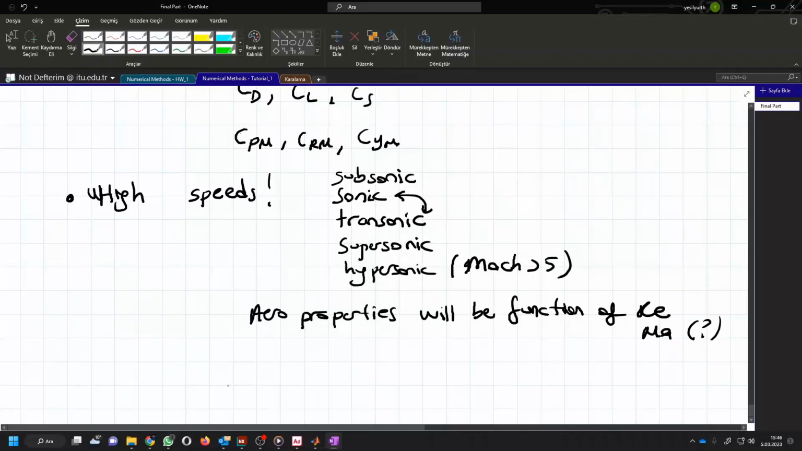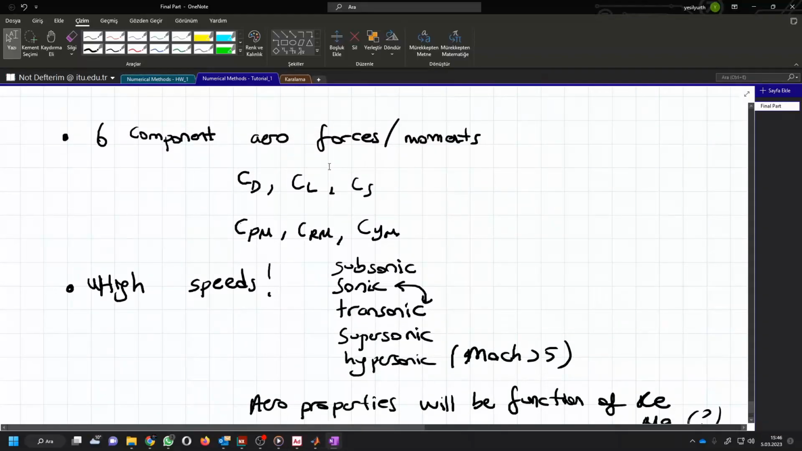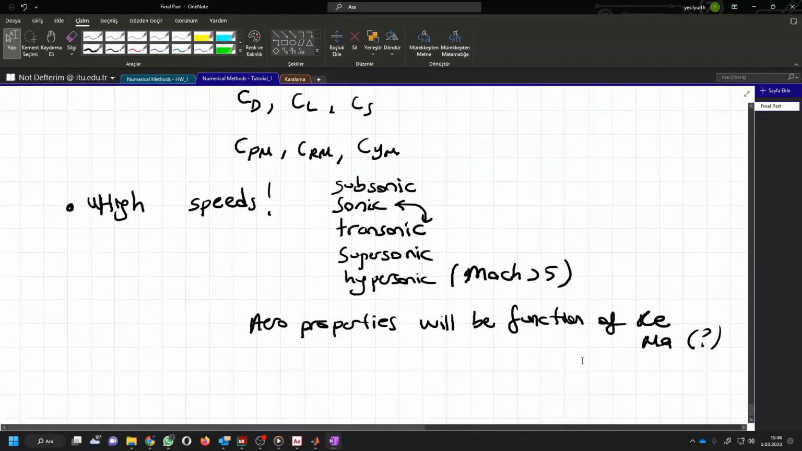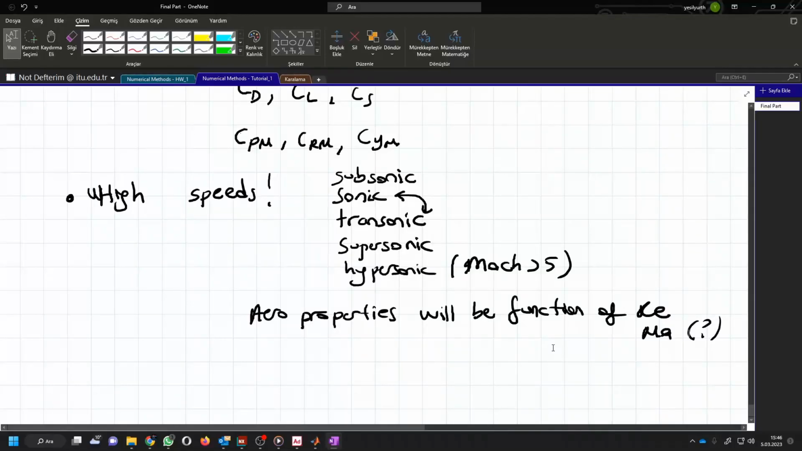So these properties will change with respect to your speed, so that is, with respect to Reynolds and Mach numbers. So a rocket may be going in subsonic sometimes, sonic, transonic, supersonic or hypersonic during its travel. So its movement is not limited to one speed level.